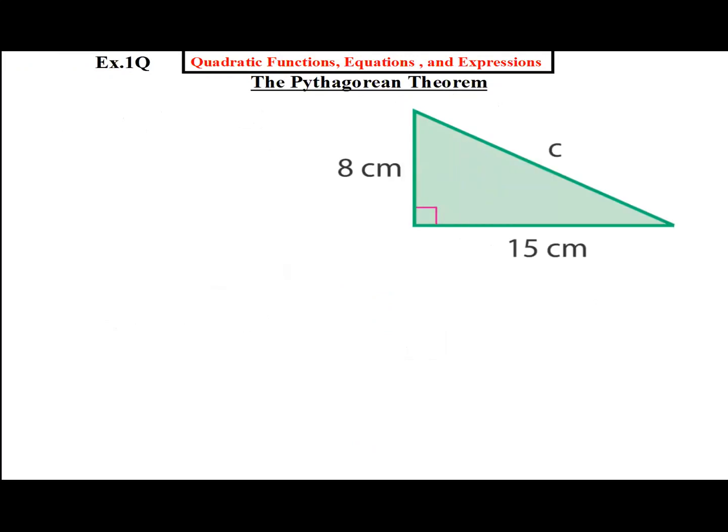I'm sorry, example 1. Copy this right triangle. The legs measure 8 centimeters and 15 centimeters, and the longest side, label it C. Copy that, and we're going to solve for the missing length using the Pythagorean theorem. 20 seconds, copy that. All right, so let's see.